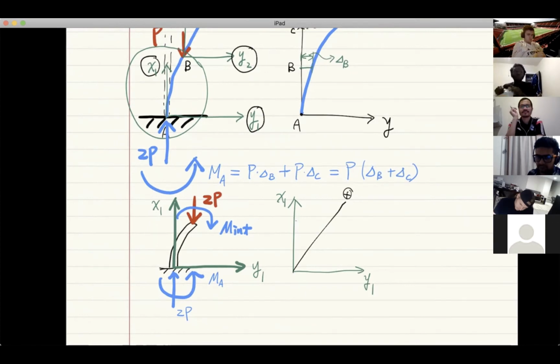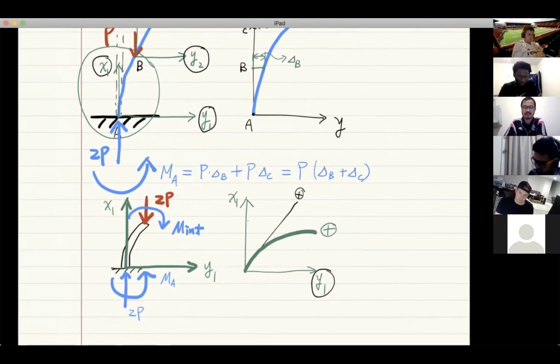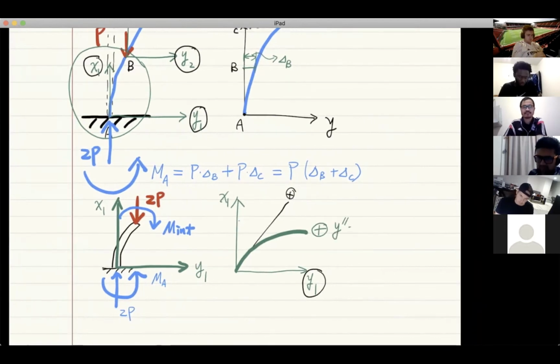Remember, looking at the positive direction for y1, you look at this one. The positive curvature means the curve should start in a positive direction, and it should be increasing with an increasing slope. That means you should go like this. This is positive curvature. That means y double prime is greater than 0. For this one, y prime is greater than 0.